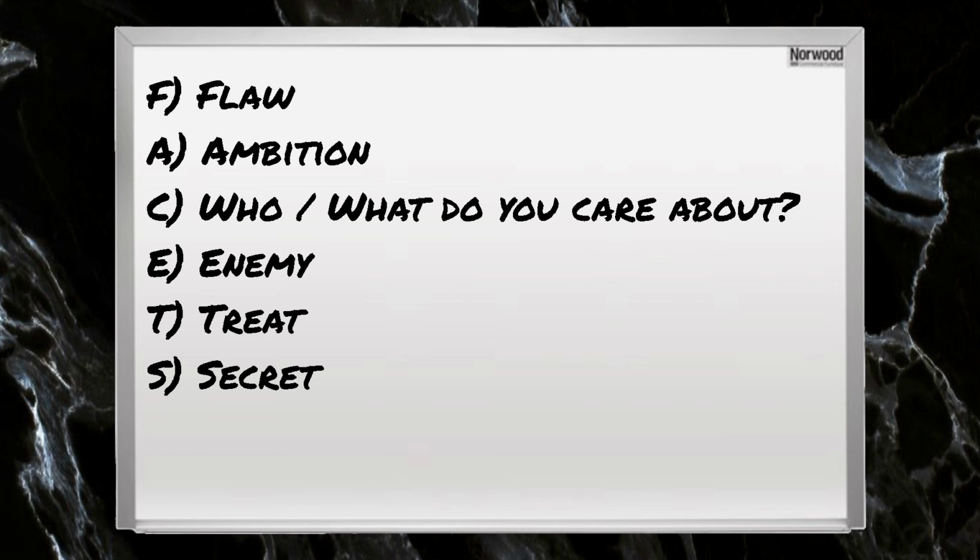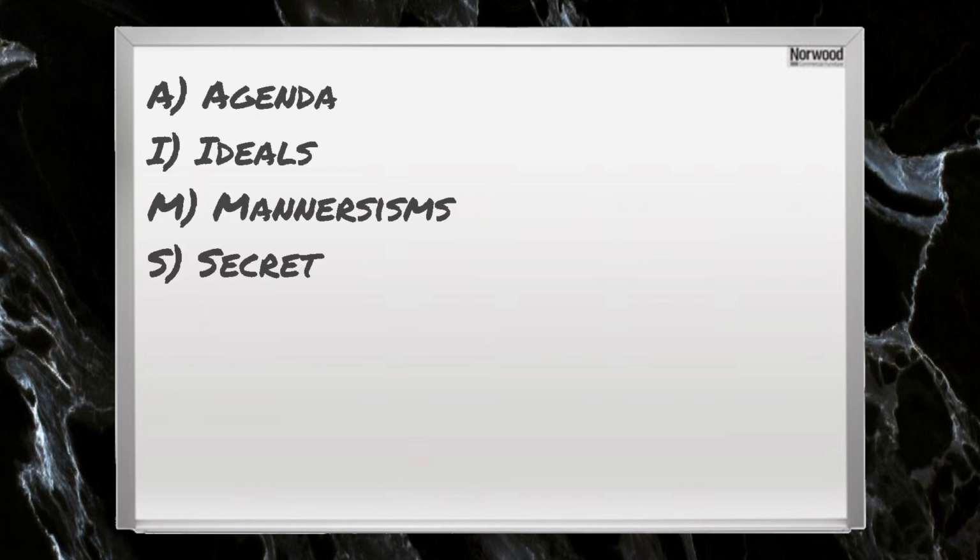And before I move on to the first new acronym, I want to talk really quickly about how I use these. I don't go down the list like a checklist. Okay, I have an agenda, I have an ideal. Jump around with these different acronyms. You might have a really cool idea for a secret for an NPC and build everything else around it. You might have a mannerism that you really want to highlight for an NPC. Start there and then draw inspiration for the other parts of it.